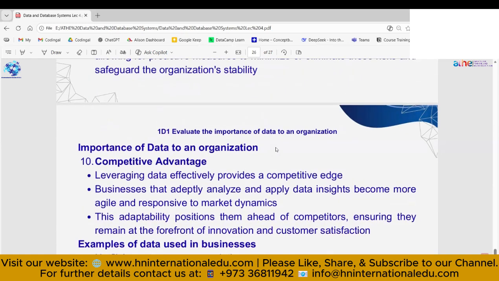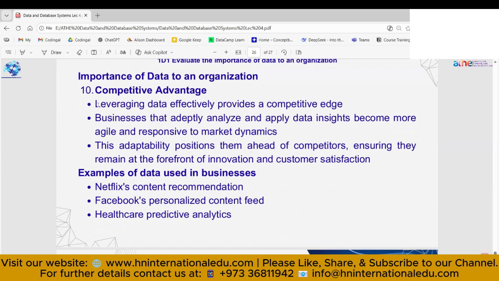And then the last one is competitive advantage. Your data can give you a competitive advantage over competitors who don't use this strategy. Leveraging data effectively provides a competitive advantage, and businesses and organizations that adeptly analyze and apply data insights become more agile and faster in responding to market dynamics. They quickly know what is happening in the market because they have used this data. This adaptability positions them ahead of competitors, ensuring they remain at the forefront of innovation and customer satisfaction.